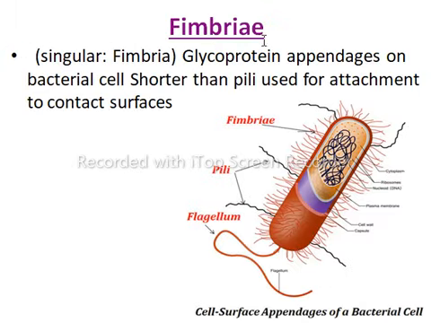Then a bacteria has Fimbriae. Bacteria have three types of appendages, that is flagella, Pili and Fimbriae. Fimbriae are glycoprotein appendages on the bacterial cell. They are shorter than Pili and used for attachment to contact surfaces. Fimbriae have the ability to cause disease by binding to the surface of cells in our body. Singular is Fimbria.